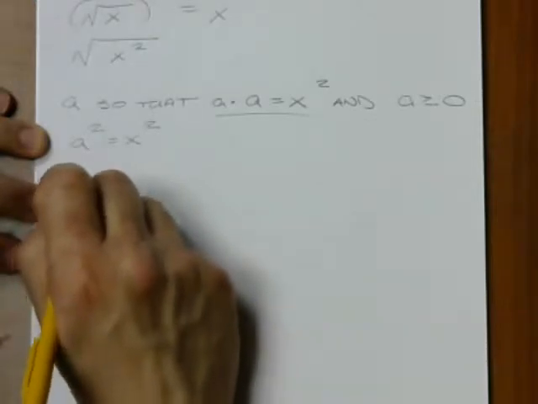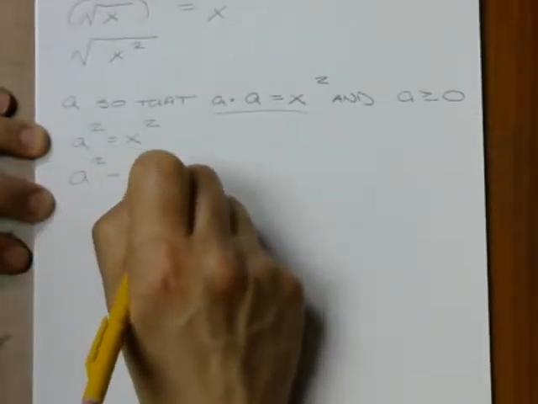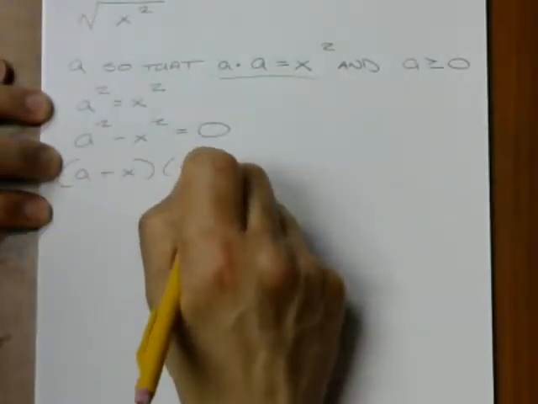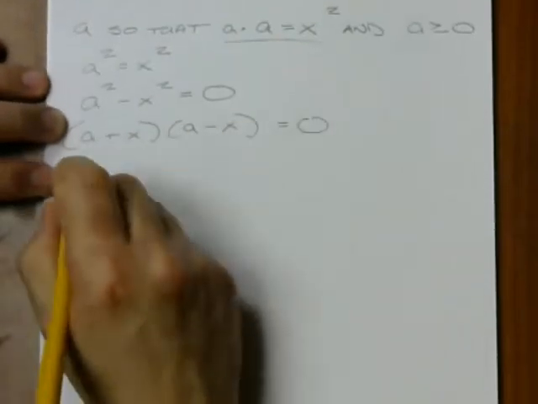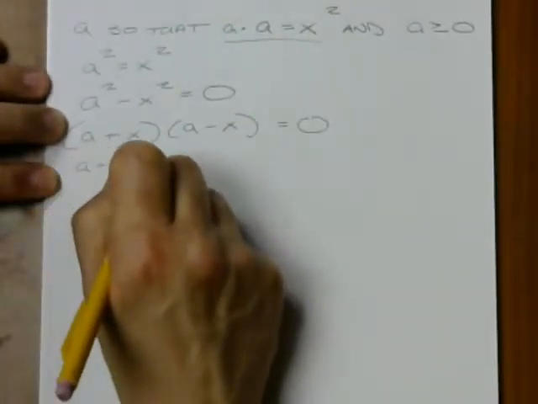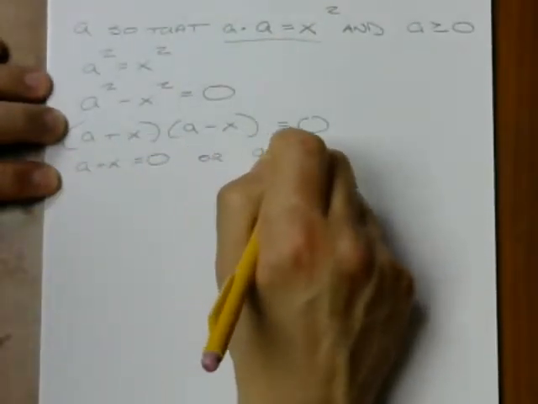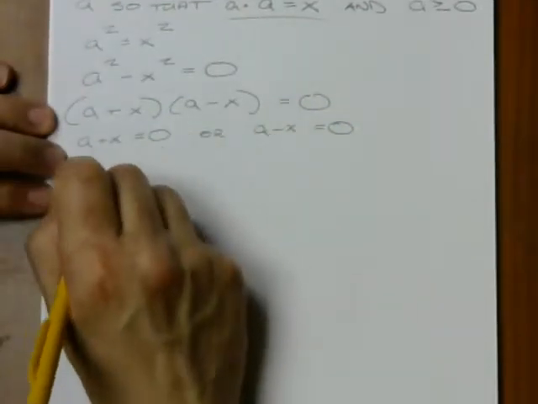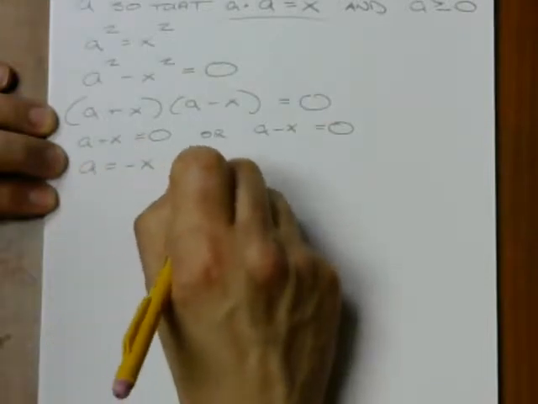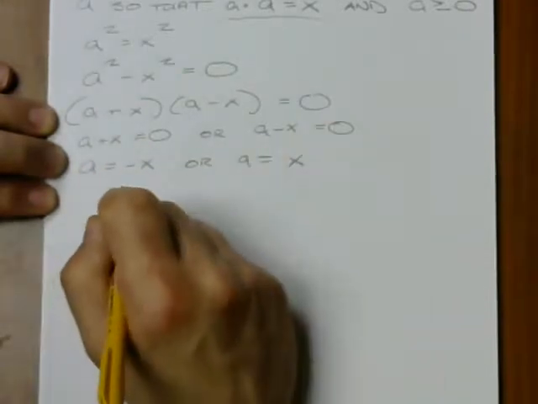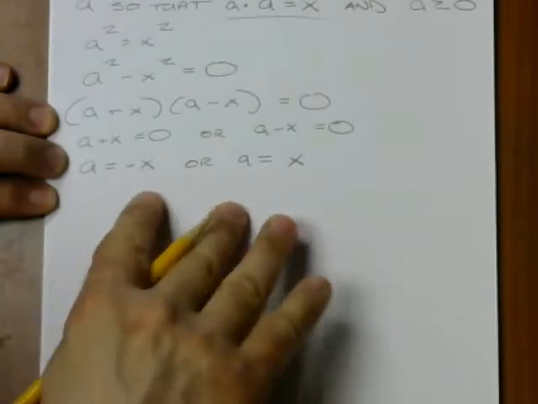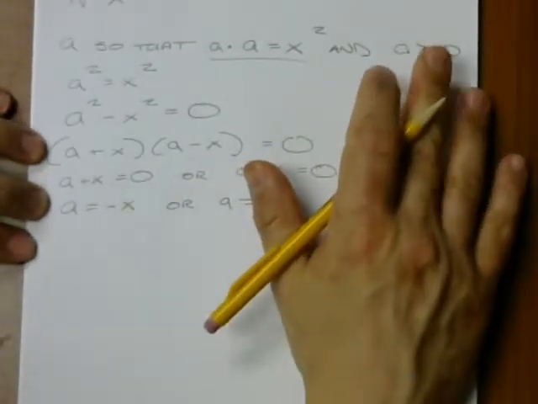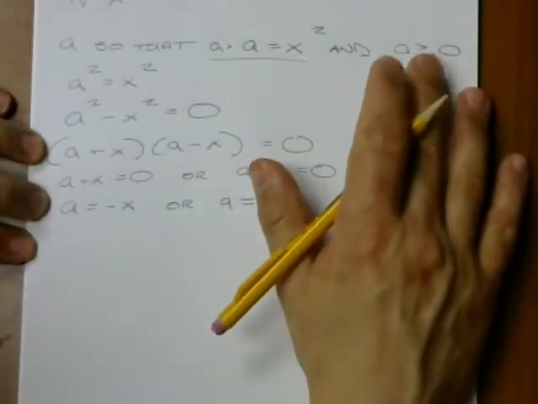So what am I going to get? Well, I'm going to get a squared minus x squared equals 0, which is a difference of squares. So I'm going to get either a plus x equals 0 or a minus x equals 0. And remember, what we're trying to find here is a. So I know that a is negative x or a equals x. So I'm not going to have two answers here because we have this restriction right here. I know that I need a to be greater than or equal to 0.